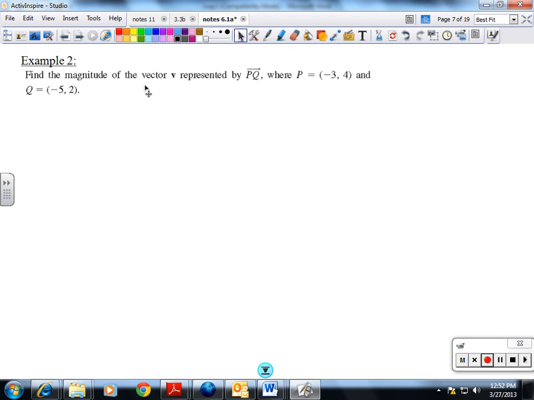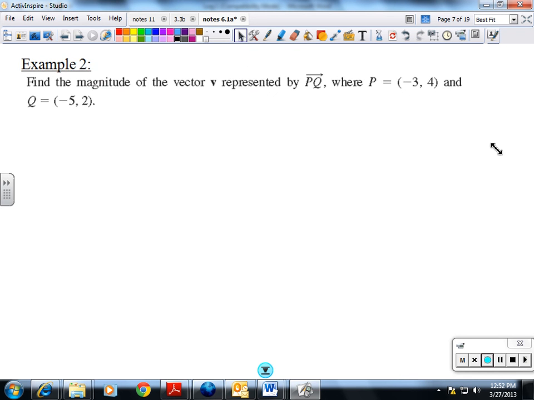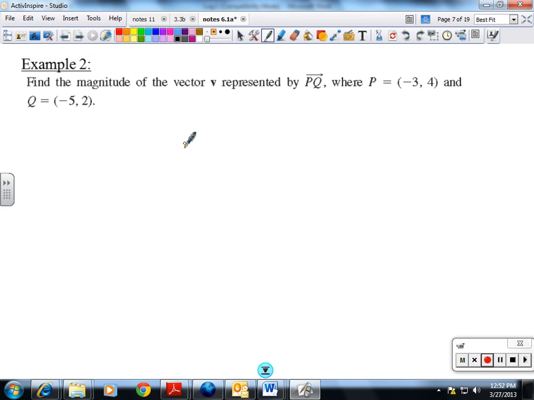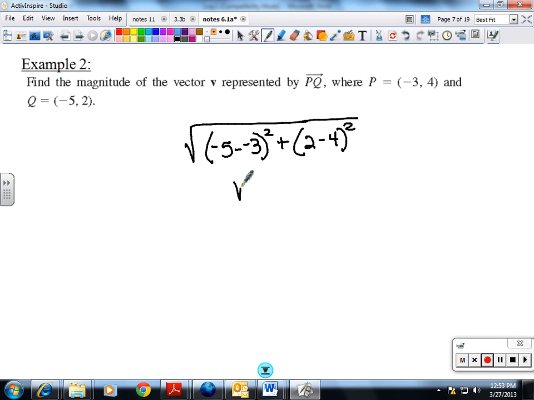Okay, example 2. It says find the magnitude of the vector represented by PQ, where P is (-3, 4) and Q is (-5, 2). Again, that's the exact same thing we just did. The magnitude is the square root of x2 minus x1 squared plus y2 minus y1 squared. So that's negative 5 minus negative 3 squared plus 2 minus 4 squared, which is 4 plus 4. So it's the square root of 8, or 2 square root of 2. We could leave it as square root of 8. Either way.